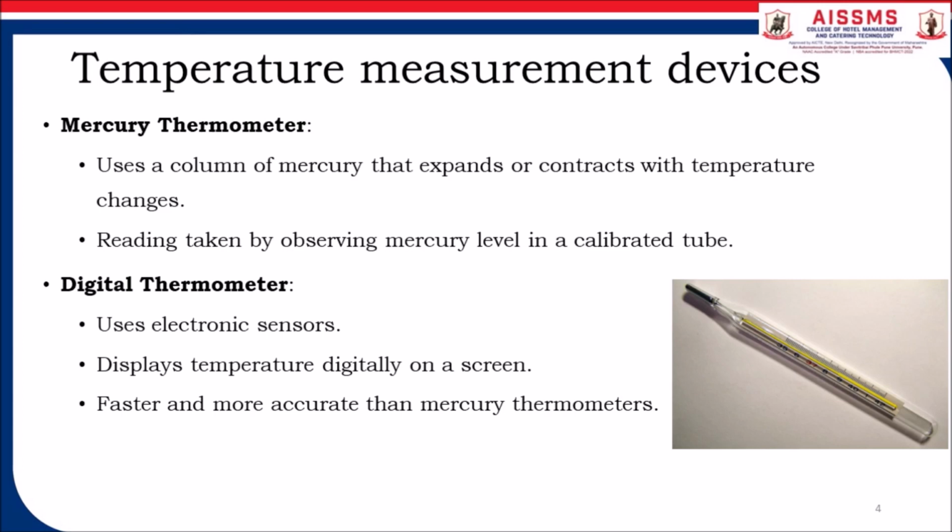Our second type is digital thermometer, which uses electronic sensors to measure temperature. It displays temperature reading digitally on a screen. It is often faster and more accurate than traditional mercury thermometer.